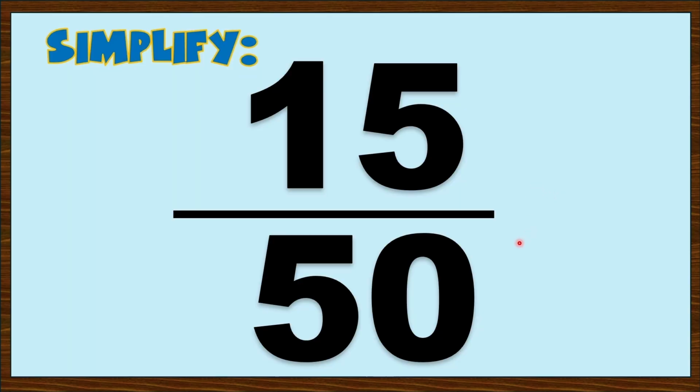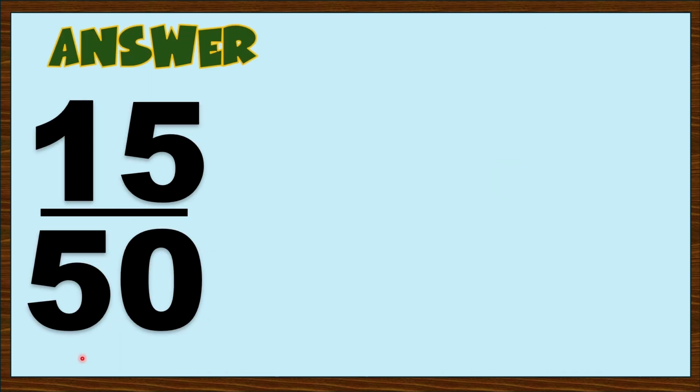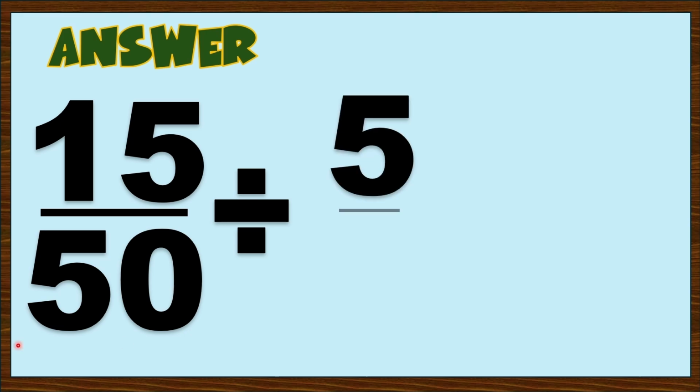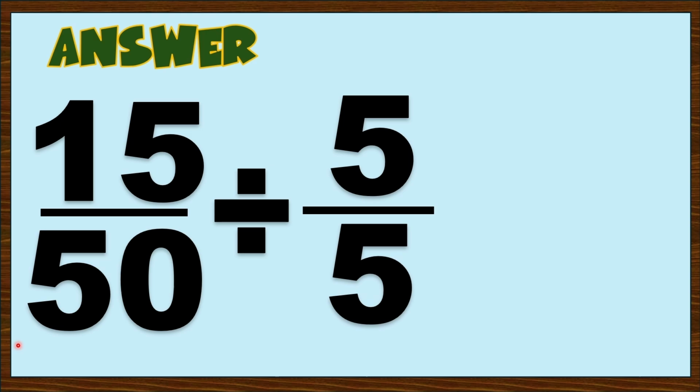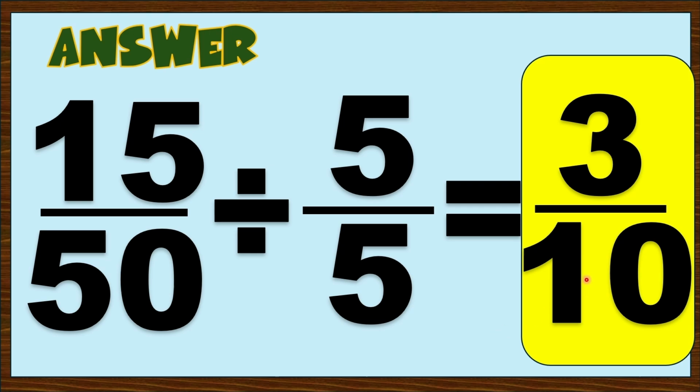Next, we simplify 15 over 50. Left or right? Left, 3 over 10, right, 5 over 10. To simplify 15 over 50, we divide both numerator and denominator by the GCF, or the greatest common factor, which is 5. 15 divided by 5 equals 3, and 50 divided by 5 equals 10. So the answer is 3 over 10.